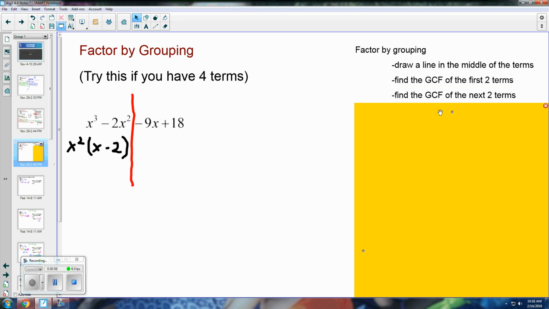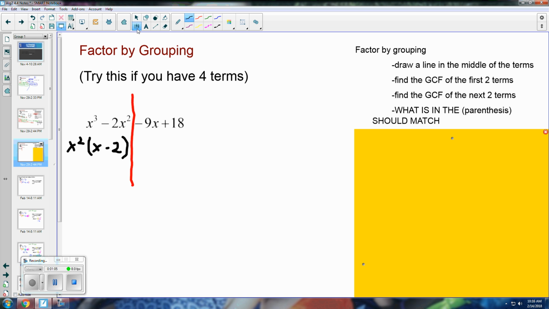Now we're going to find the GCF of the next 2 terms. And here's a hint. What's in the parentheses should match. So in the next 2 terms I have negative 9x and negative 18. Well, I know that the number 9 is a factor in both 9 and 18, so I'm going to divide by that. And I'm going to have a parentheses.